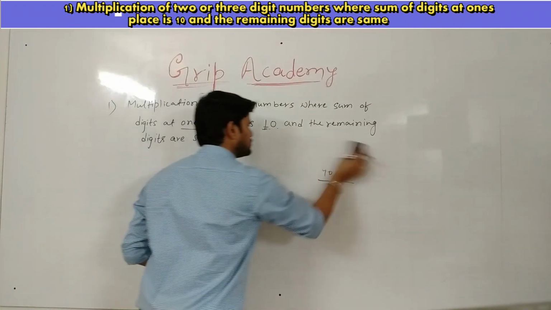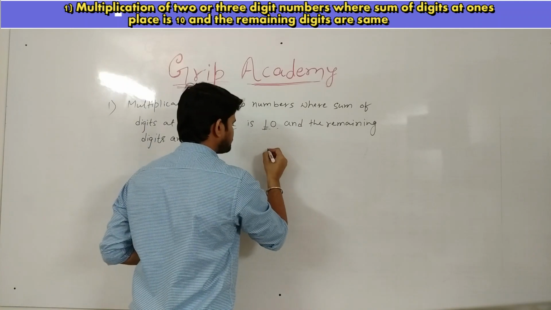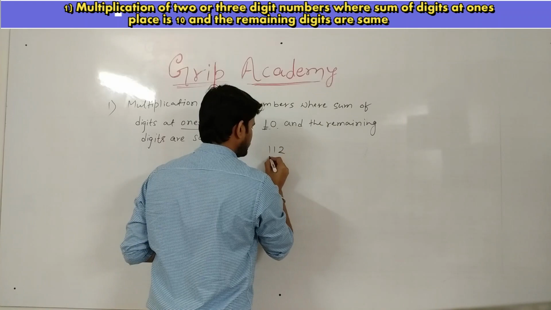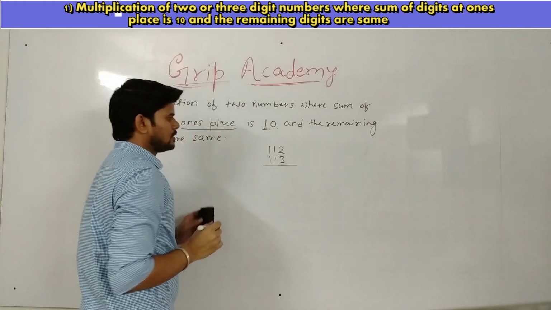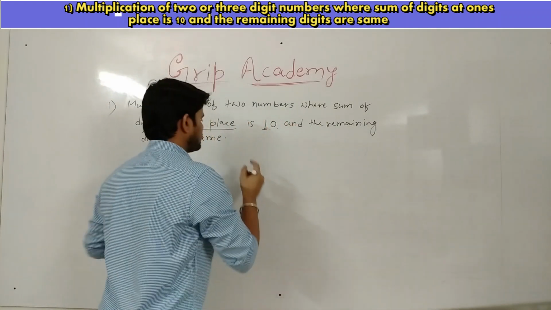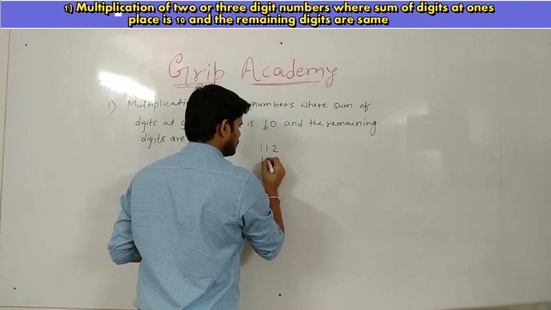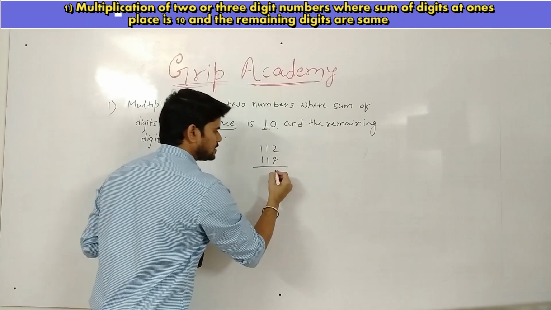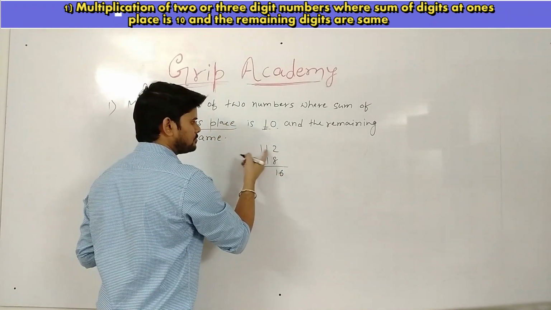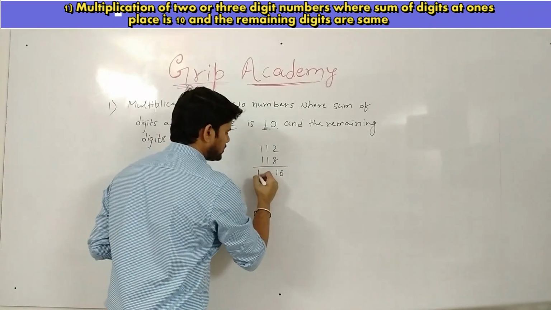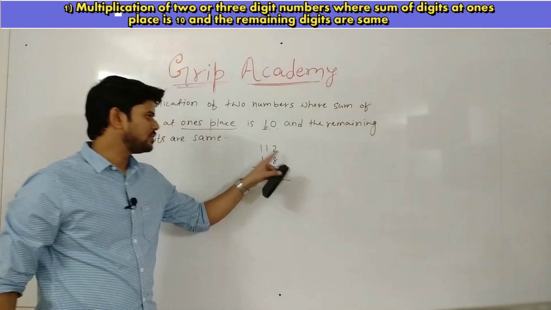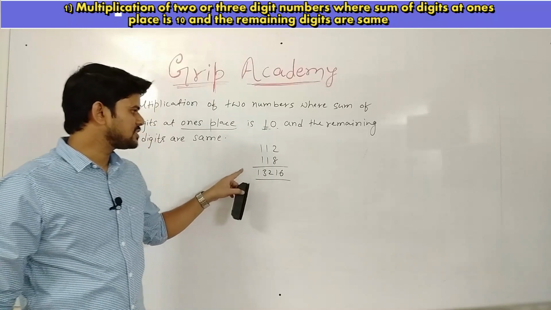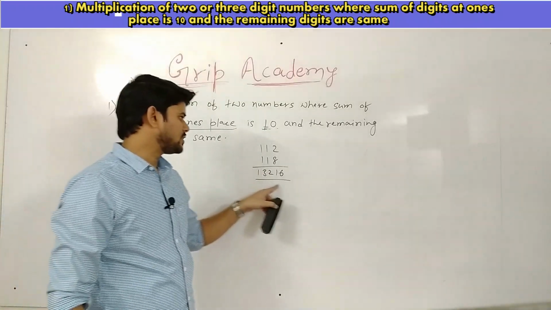Okay, let's take an example like 112 into 118. So 8 into 2 is 16 and 11 will become 12. So 12 into 11 is how much? 132. So 112 into 118 is 13216. Now see guys, this is a 3 digit multiplication and just within 2 to 3 seconds we got the answer.